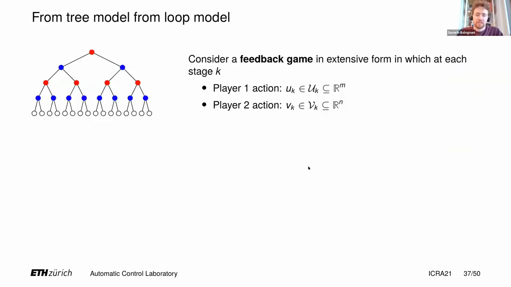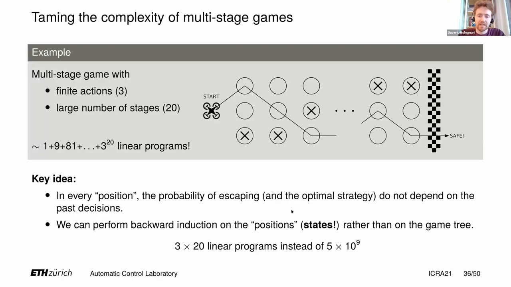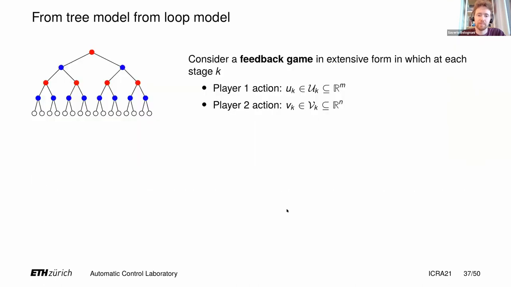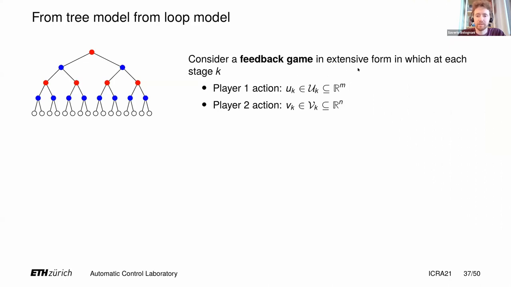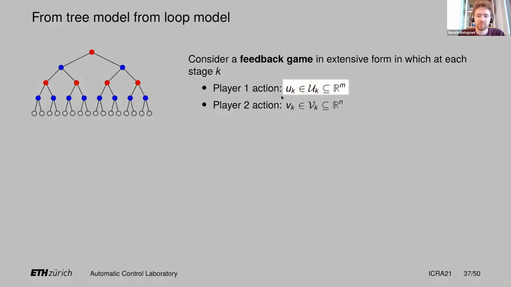And as you can see here, the game becomes even larger if you have multiple actions. So this idea of relying on a state of the game instead of relying on all the past decisions is particularly powerful when agents have a lot of actions available, or even a continuous set of actions available to them to decide. So for example, in here, we consider a feedback game in extensive form, like the multi-stage games we are looking at, where player 1 action and player 2 action are vectors, right? Their decisions are vectors in Rm and Rn.